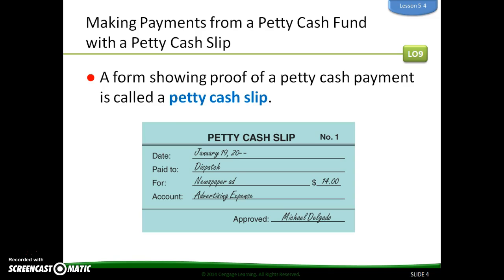More than likely in a business, there are only 2 or 3 people that would be responsible for making sure that they know what's going on in that petty cash situation. Only those 2 or 3 people would have access to the petty cash. Only those 2 or 3 people would be signing off on the petty cash slip.